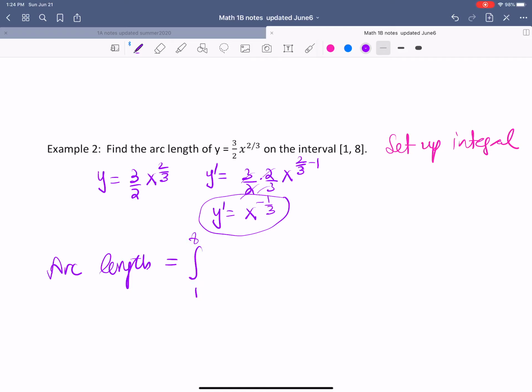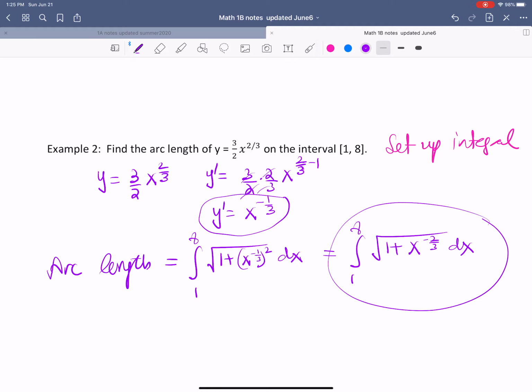Notice I did not graph this function because graphing is not necessary for writing the formula for arc length or for finding the arc length. There's no need to graph. So, square root of 1 plus f prime of x, which is negative 1/3 squared, dx. That is the integral from 1 to 8 of the square root of 1 plus x to the power negative 2/3 dx. And that's the integral setup for the arc length.